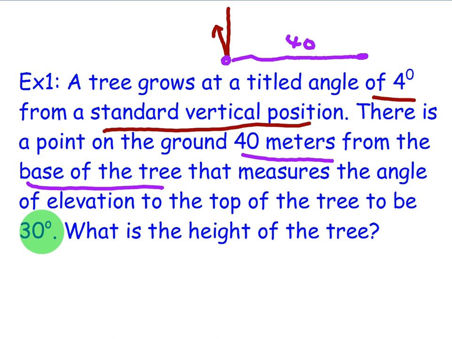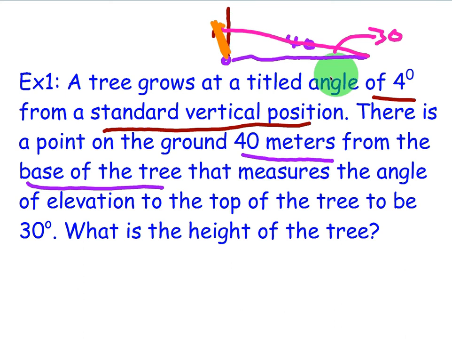So basically somebody has a viewfinder or something, and they look back over at the top of the tree, which is tilted, and they read this angle to be 30 degrees. Okay? Final question, what is the height of the tree? The tree's tilted, right? So we want to figure out how tall it is, even though it's tilted. So we can see we have a little triangle here.